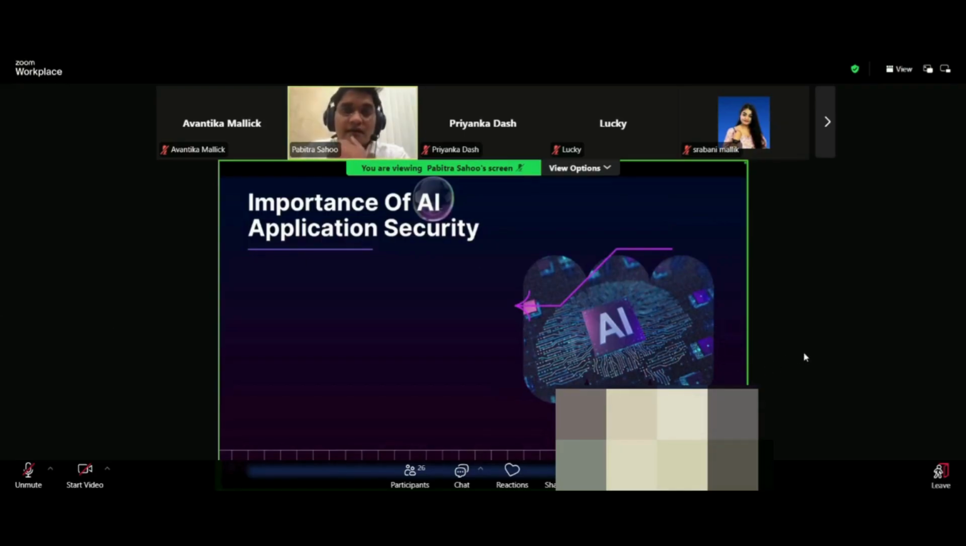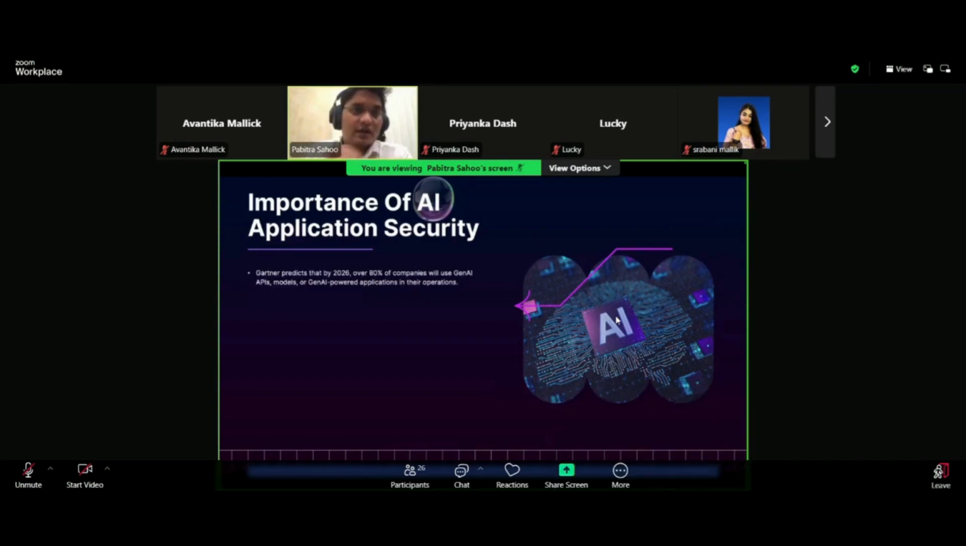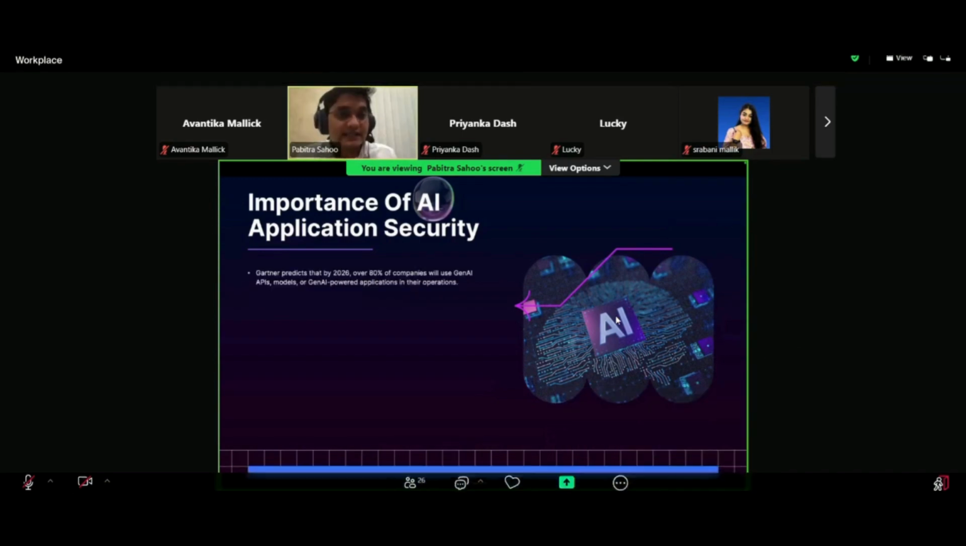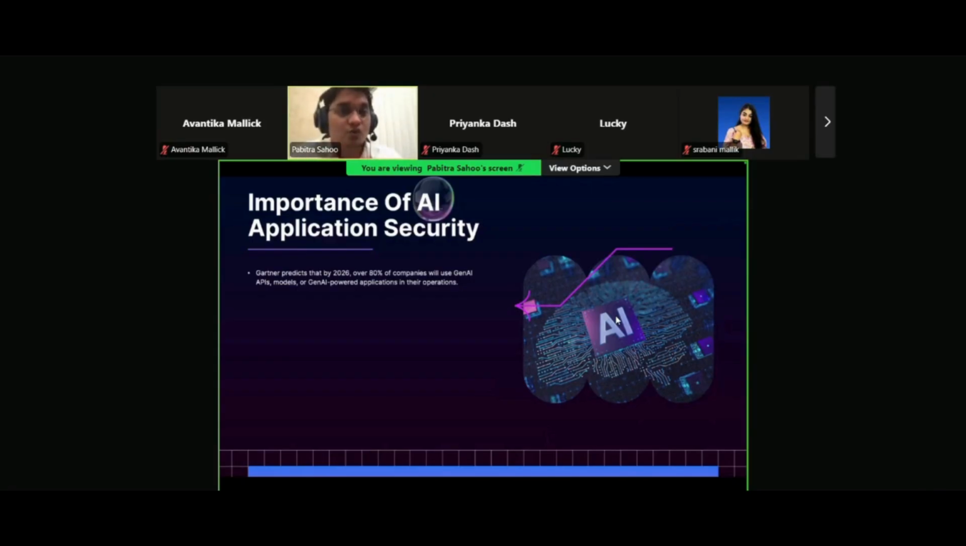I'm sharing one Gartner data. Gartner predicts that by 2026, over 80% of companies will use generative AI APIs, models, or generative AI powered applications in their operation. What does it mean? By 2026, over 80% of global companies are going to use generative AI. Sooner or later, they are going to use AI applications in their company for operations, right?